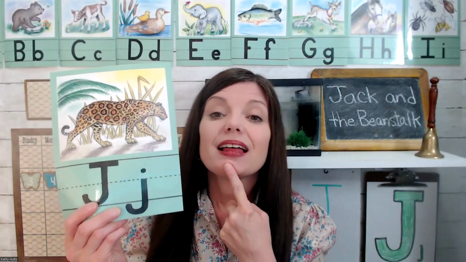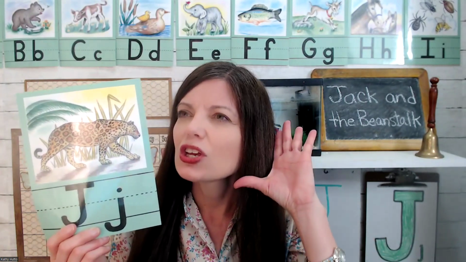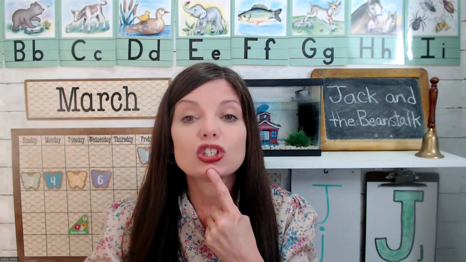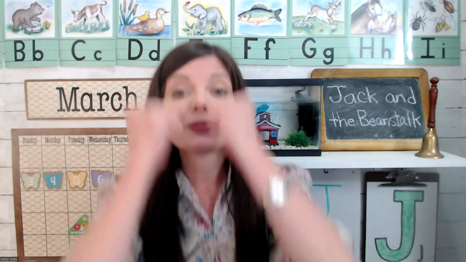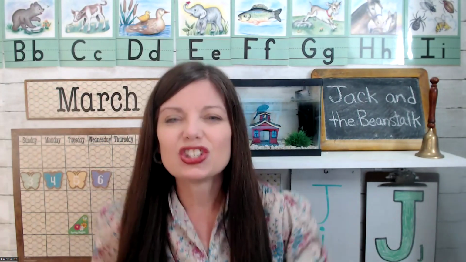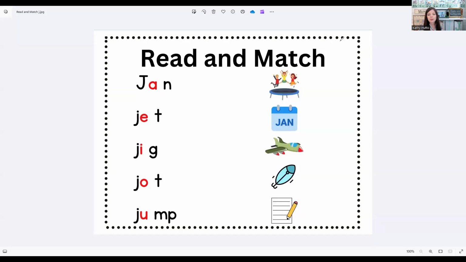So next we'll talk about the sound that it makes. Letter J makes this sound. J, J, J. You try. Letter J says J, J, J, as in jump, jump, jump. What does letter J say? J, J, J, as in jump, jump, jump. Well, now that we know that letter sound, we're going to use it for blending, reading, and matching.